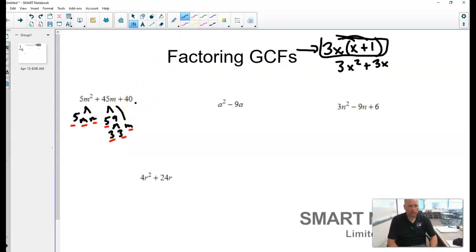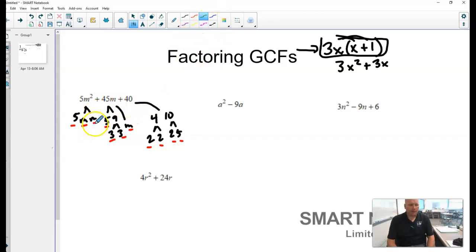And then for 40, what goes into 40? I've got 4 and 10. I've got 2 and 2 for 4, and then 2 and 5. And then there's no variable for that one. So I've got these 4 things for that.